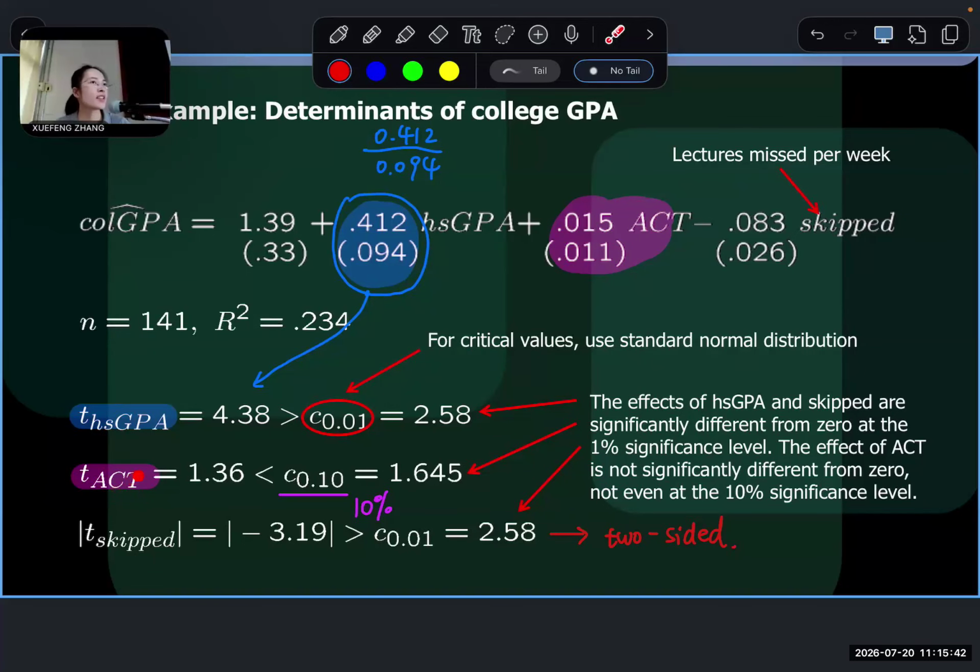ACT, what is ACT? It's from your high school. The score is from your high school, is it? Okay, this variable, people often assume matters for college performance, but in our example here, it turns out it's not significant here, right? So this is a nice real example of why we test instead of just assuming. Assuming is your hypothesis, and you need to test it, okay?